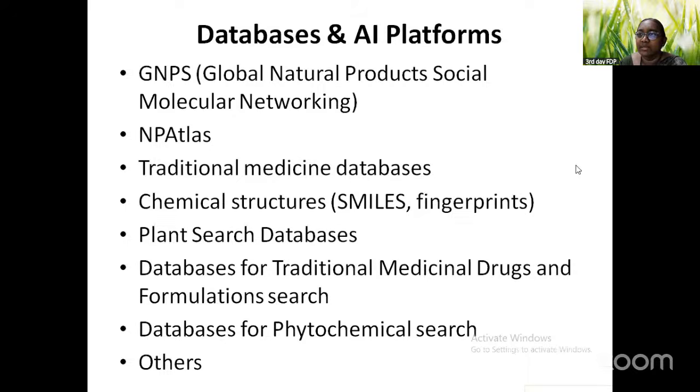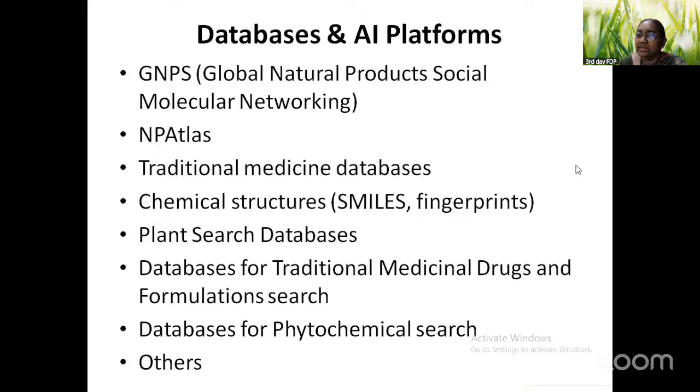So these are the databases and AI platforms by which data search and mining will be done in the drug discovery scenario. GNPS, known as the Global Natural Products Social Molecular Networking. NP Atlas, traditional medicine databases.